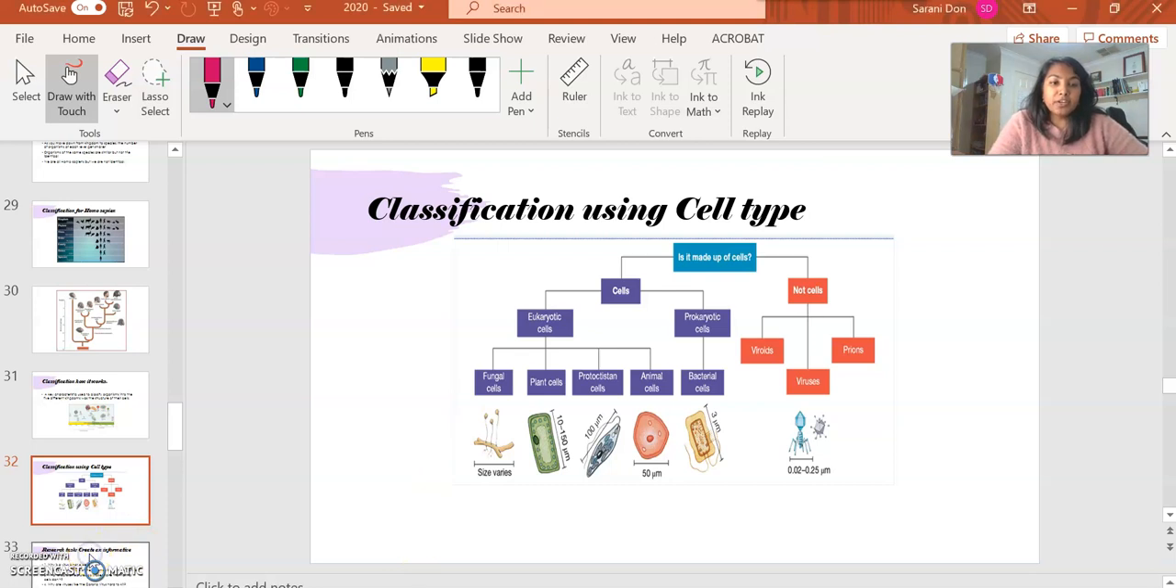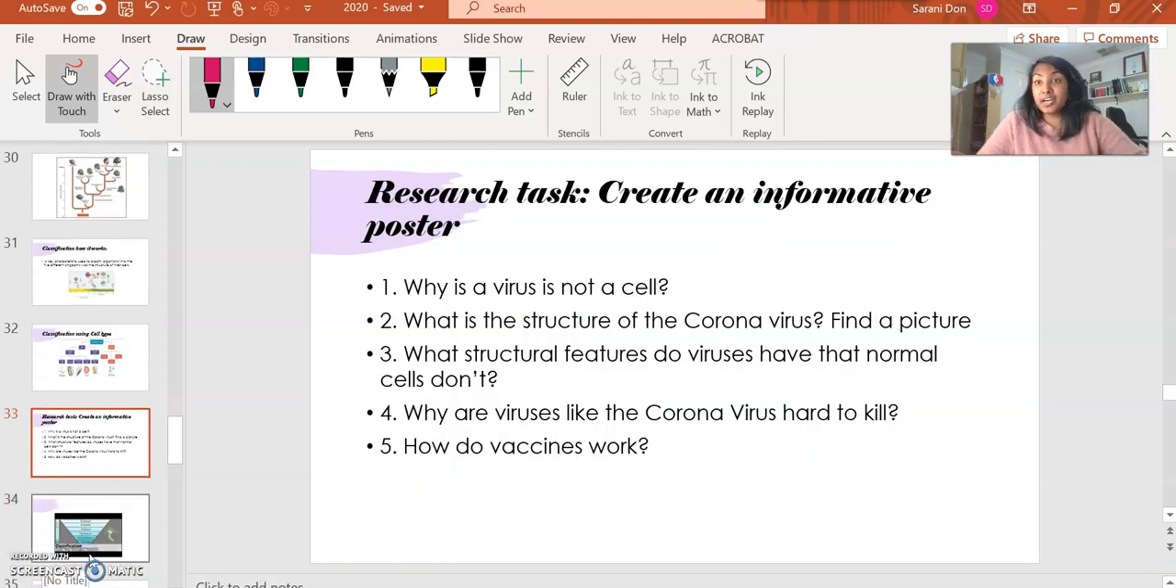Okay, so after watching this video, this is a task you are to do. It is a research task. Create an informative poster. This can be on Microsoft Word or Microsoft PowerPoint, I don't really mind. I want you to research why a virus is not a cell. What is the structure of the coronavirus, and find a picture. In particular, for the coronavirus, see if you can find an accurate picture, maybe where a microscope is used.